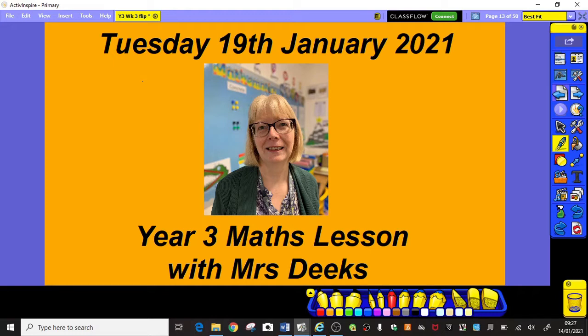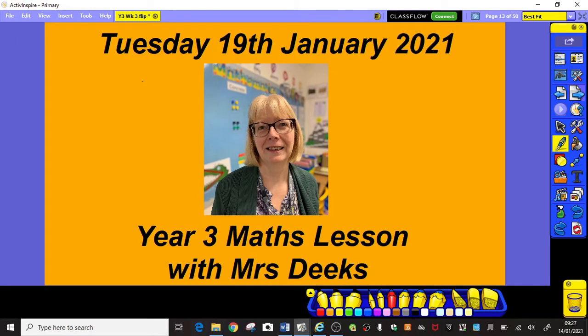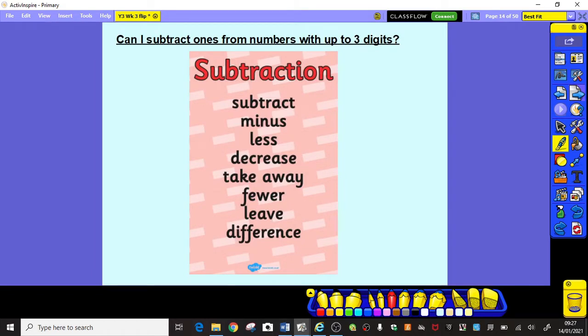Today we're going to start off with some mental maths where we're going to be subtracting ones. Then we're going to move on and do some more work on fractions, and today we're going to be having a look at putting fractions in size order.